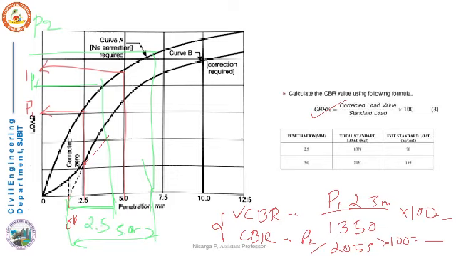The CBR value we get from this experiment will be directly used in the design of flexible pavements. In the next session, we'll see how the strength of the soil is assessed using the plate load test. Thank you.